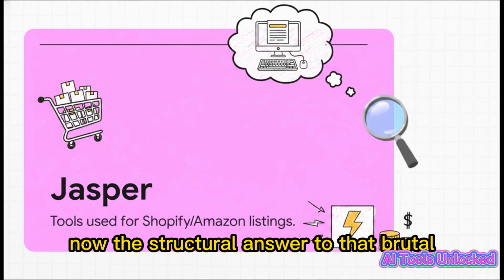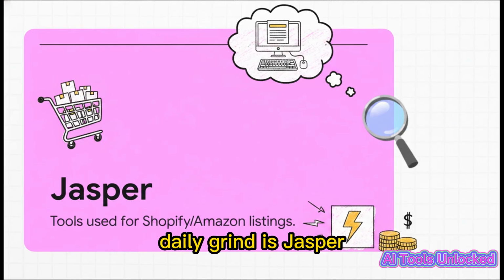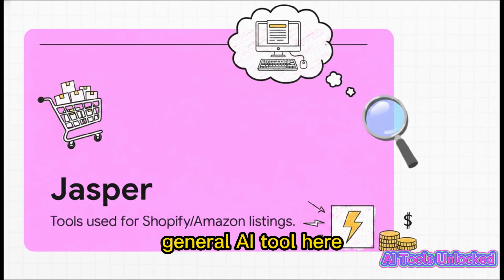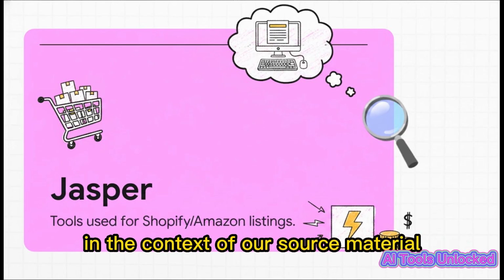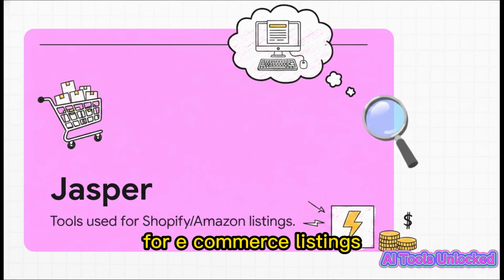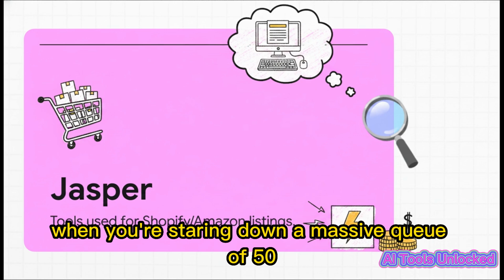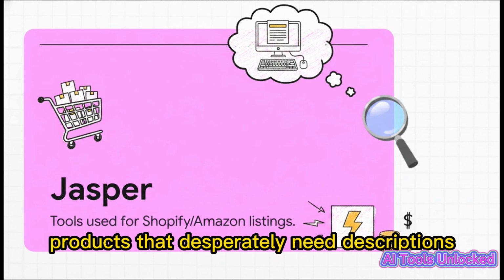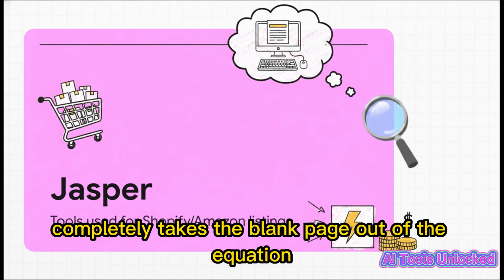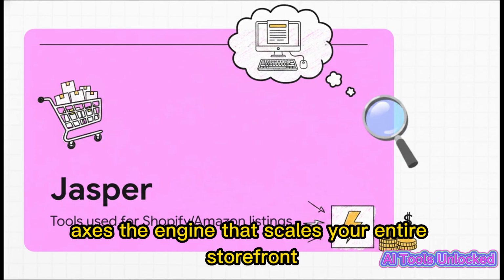Now, the structural answer to that brutal daily grind is Jasper. But we're not just talking about some broad, general AI tool here. In the context of our source material, Jasper is utilized specifically as a heavy lifting mechanism for e-commerce listings. When you're staring down a massive queue of 50 products that desperately need descriptions, Jasper completely takes the blank page out of the equation. It basically acts as the engine that scales your entire storefront.